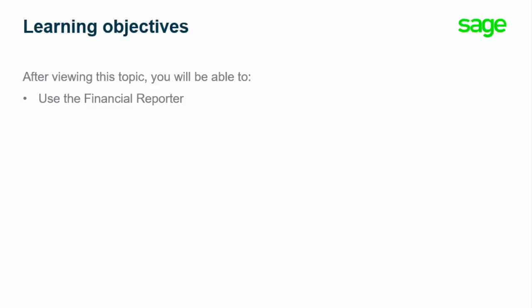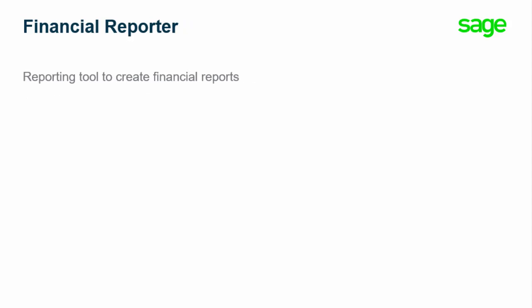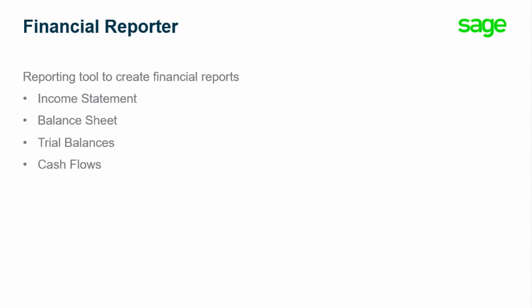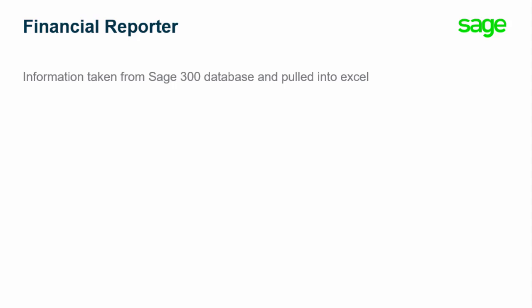In the next few minutes, we'll show you how to use the Financial Reporter in Sage 300. The Financial Reporter is a reporting tool that we can use to create reports such as income statements, balance sheets, trial balances, and cash flows. You can use the Financial Reporter to create financial statements and statement specifications in Microsoft Excel that display data from Sage 300's General Ledger. This information is taken from your Sage 300 database and pulled into Excel.